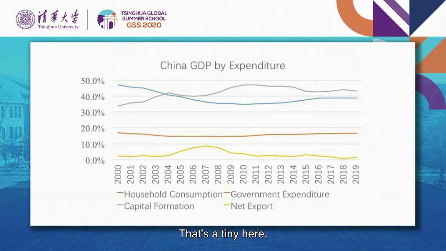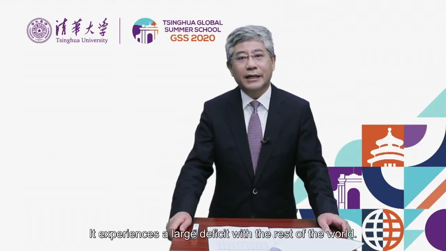That's a tiny share. So when you look at China's trade with the rest of the world, with all the countries put together outside of China, China only enjoys a tiny, tiny proportion of trade surplus. So I don't think it's fair to blame China for the large trade deficit in the U.S., because China's trade with the rest of the world is basically in balance. It's just that the U.S. is very special. It experiences a large deficit with the rest of the world.